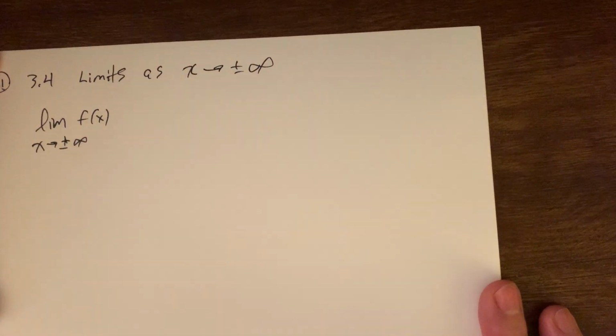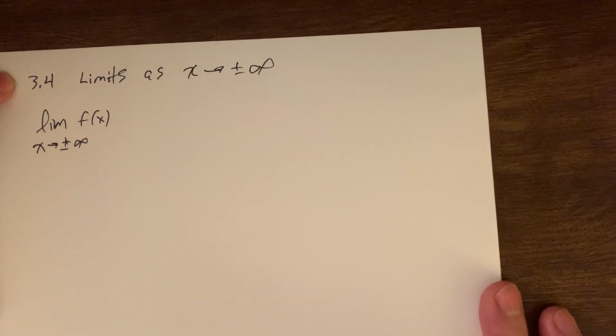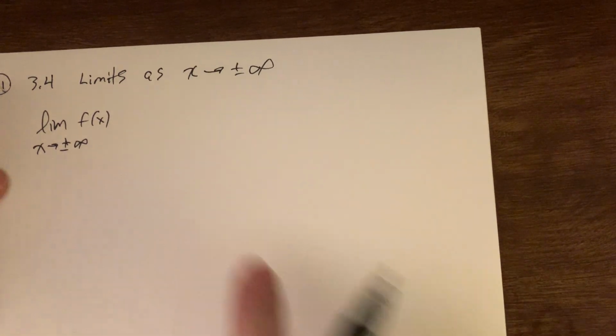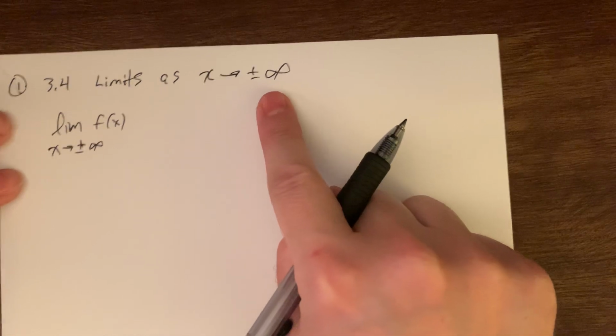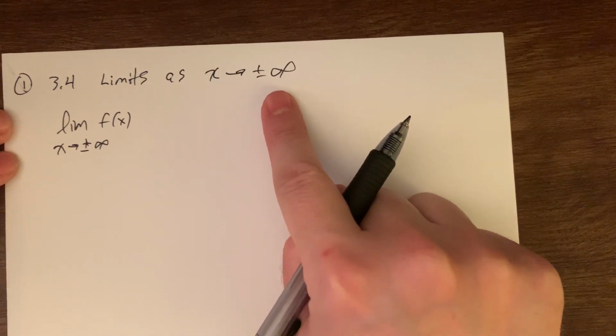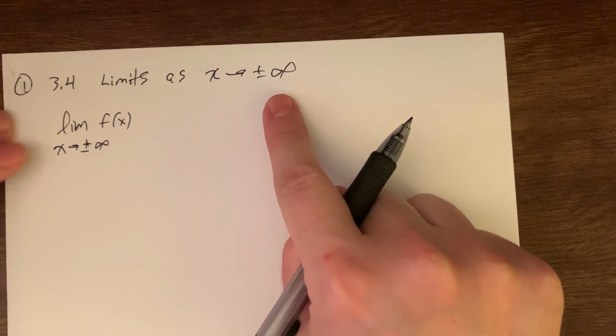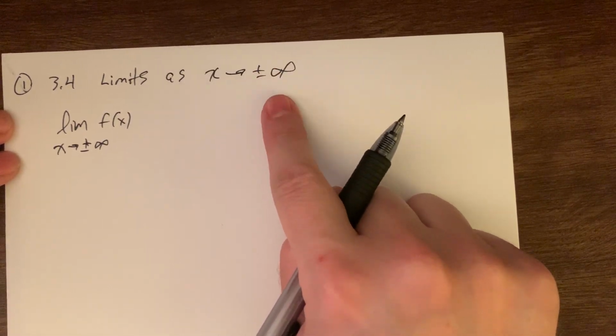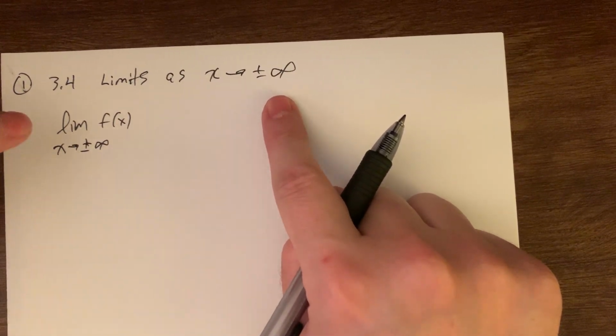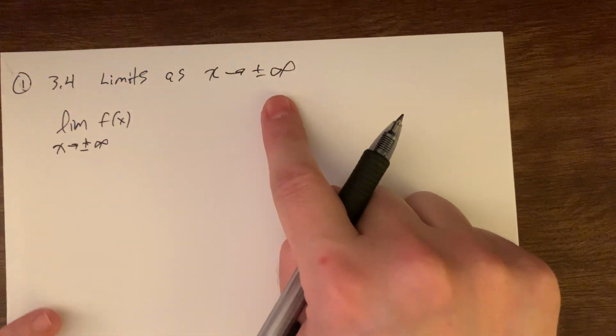This next video will introduce section 3.4, which discusses limits as x approaches the infinities. This is a situation where, especially after finishing section 3.3, which had loads of information, this is one nice topic. And we've kind of already done this at the very, very beginning of the class.